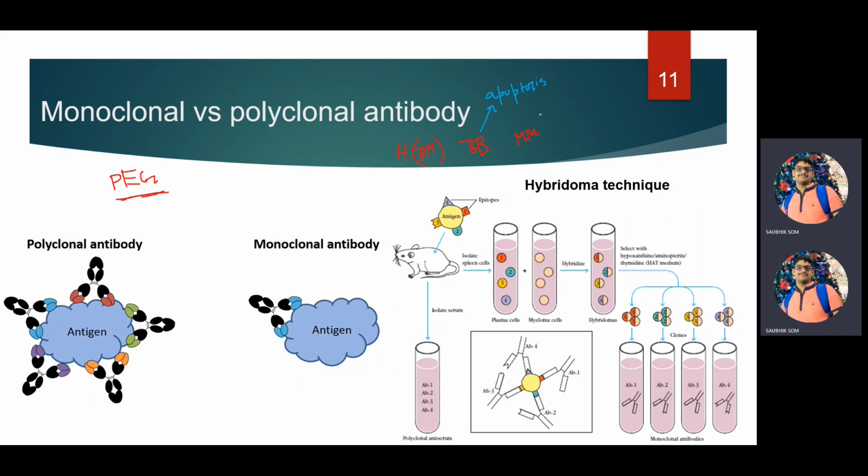However, these cells are the problematic ones, because they will have an indefinite tendency to grow. That's why people use a specific kind of medium known as HAT medium. What does HAT medium do? It has three components: hypoxanthine, aminopterin, and thymidine. Now there are two pathways of nucleotide biosynthesis. One is the de novo pathway.